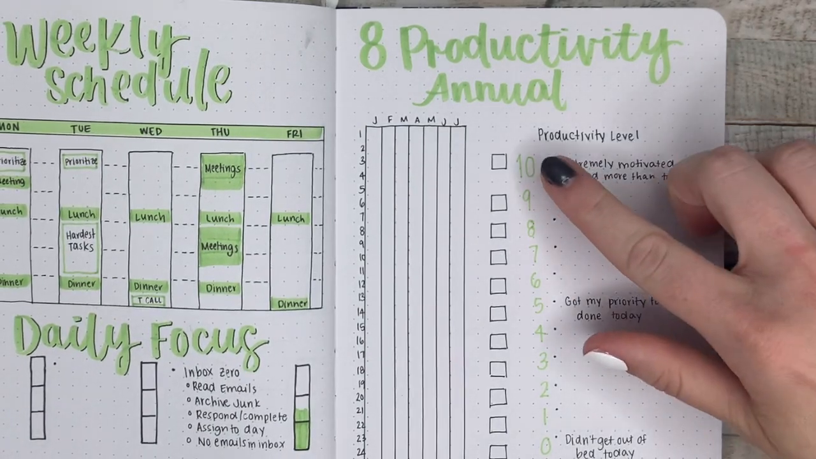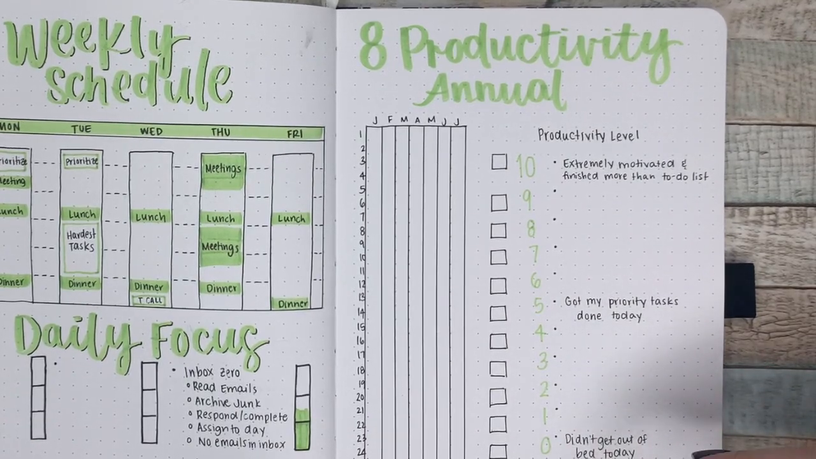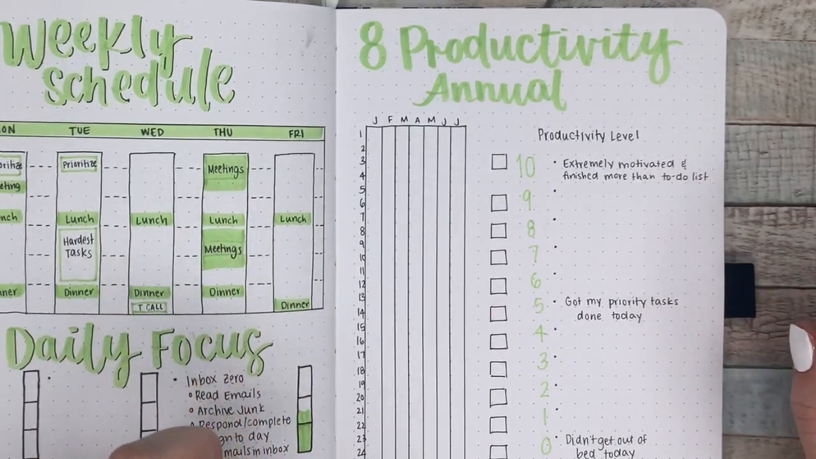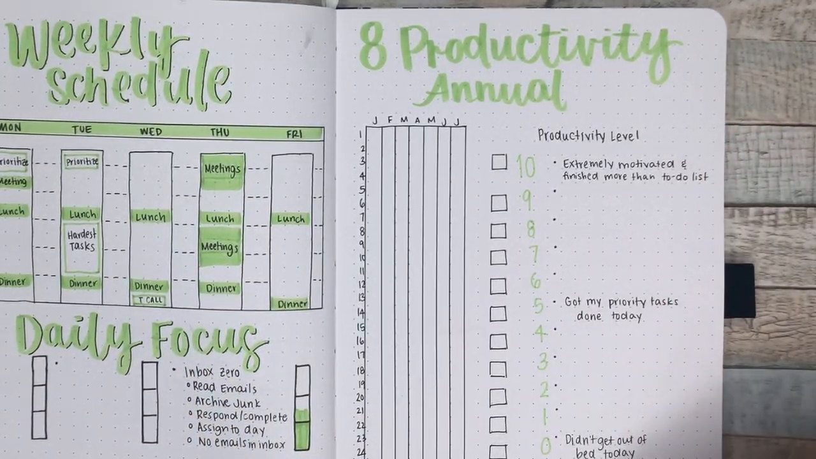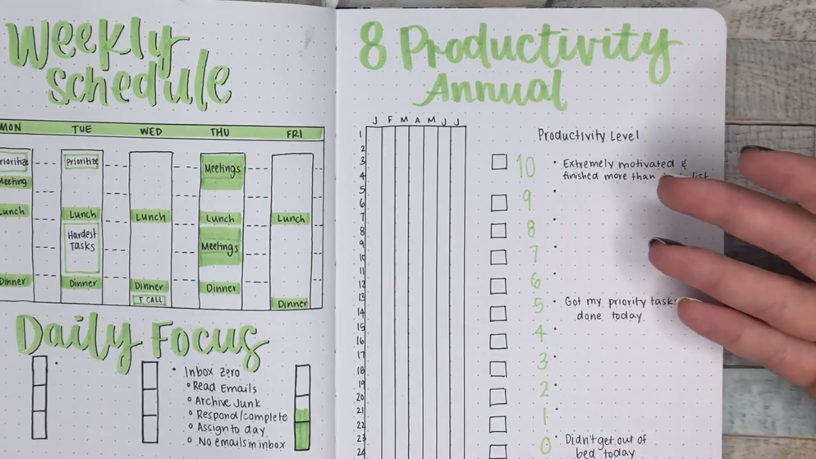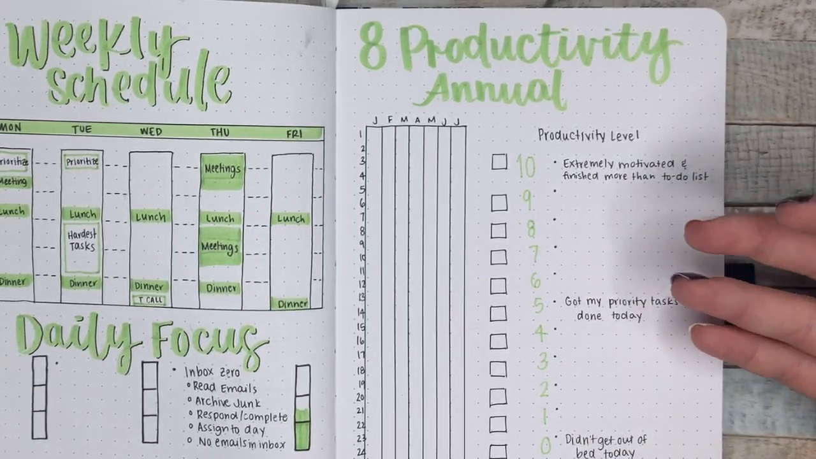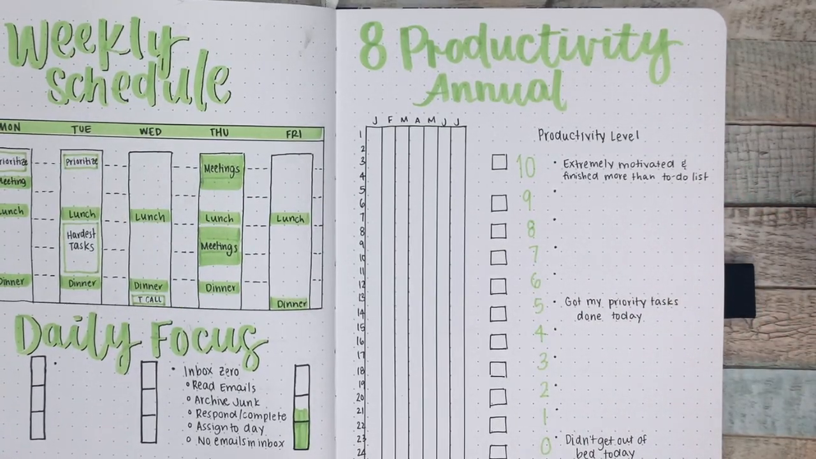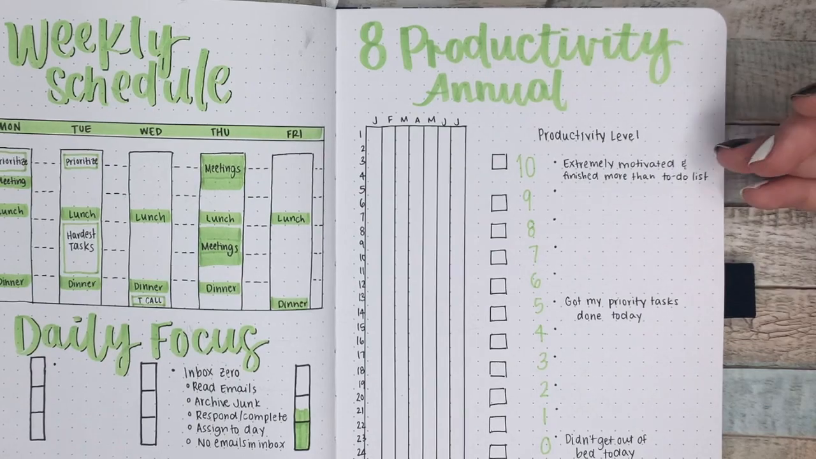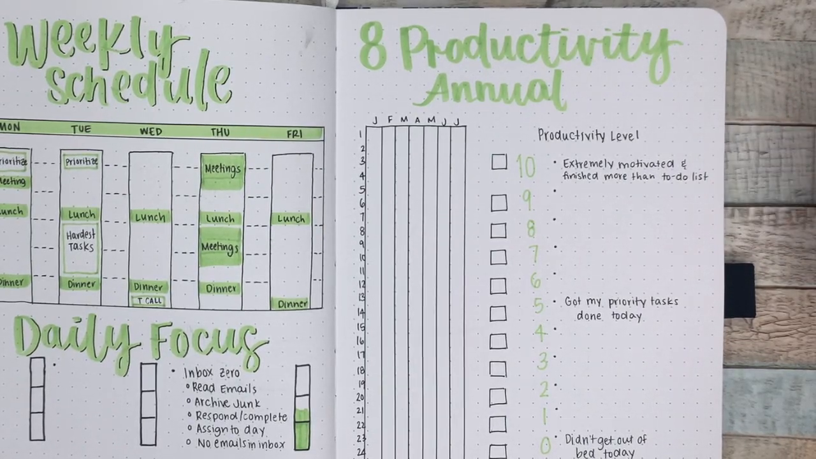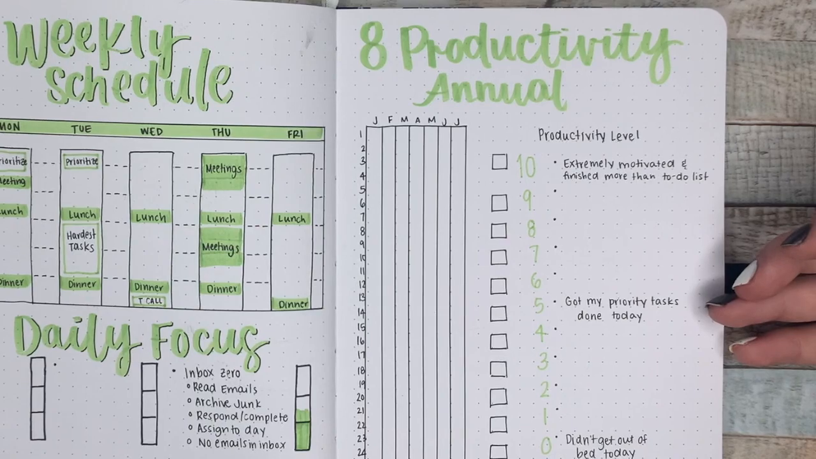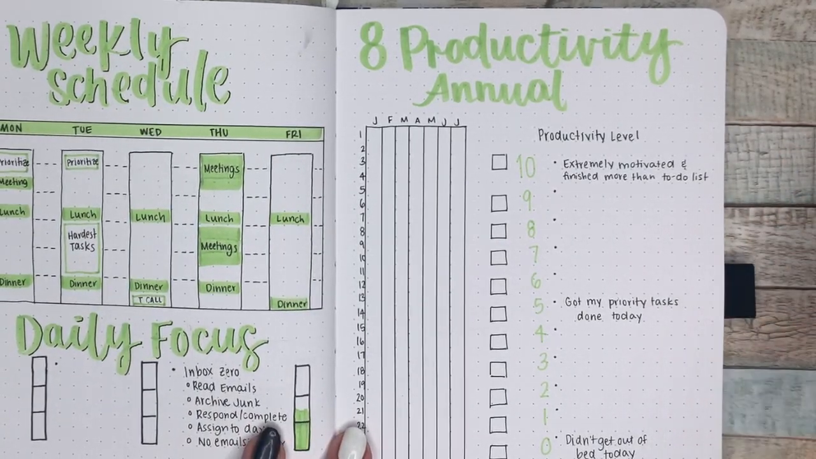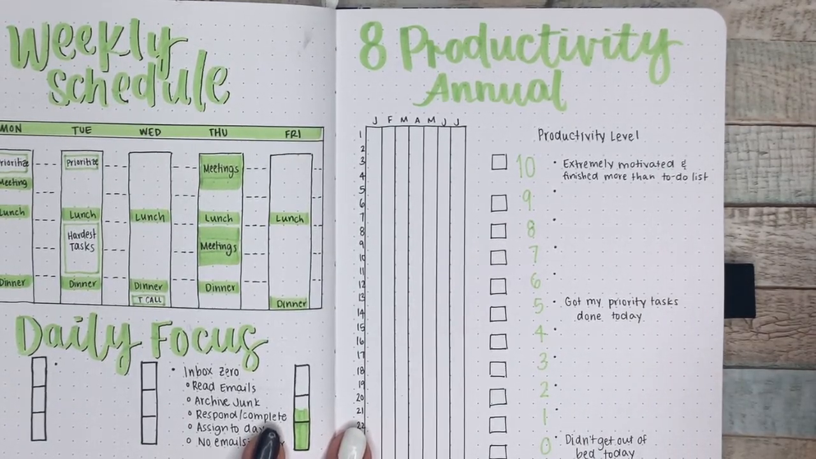For example, I have these several boxes labeled 0 through 10, and I've assigned productivity levels to each of those numbers. If you don't want to do 0 through 10 or 1 through 10, you can do 1 through 5 or 1 through 3, whatever you are most comfortable with. But I have 10 as extremely motivated and finished more than my to-do list. 5 would be got my priority tasks done today, but maybe didn't complete my entire to-do list. Or 0 is I didn't get out of bed today, I didn't do a thing.